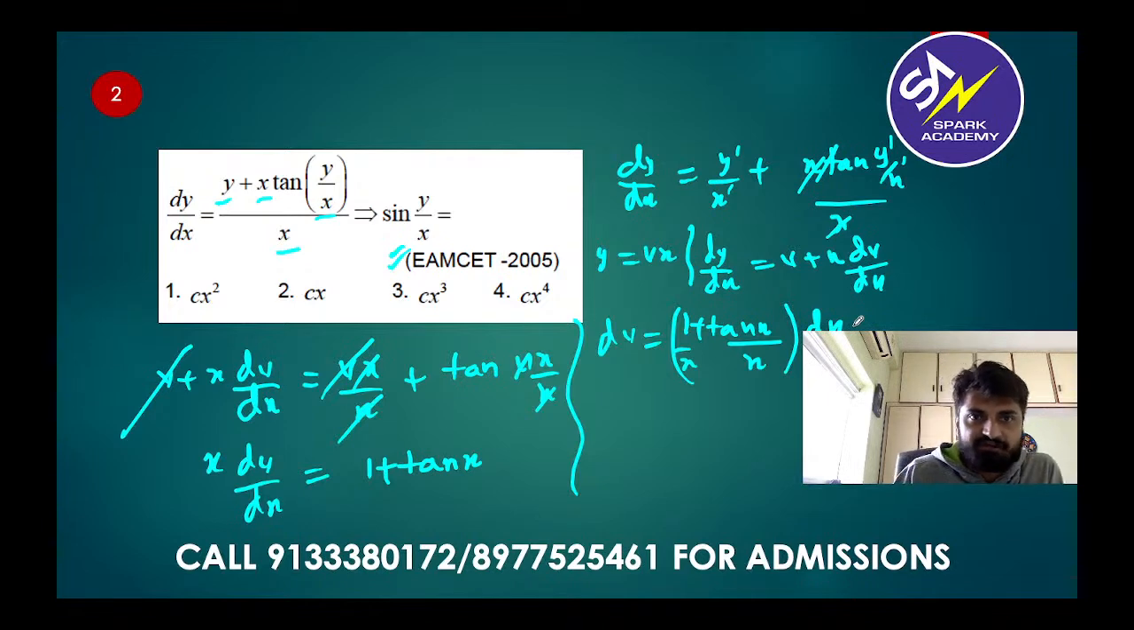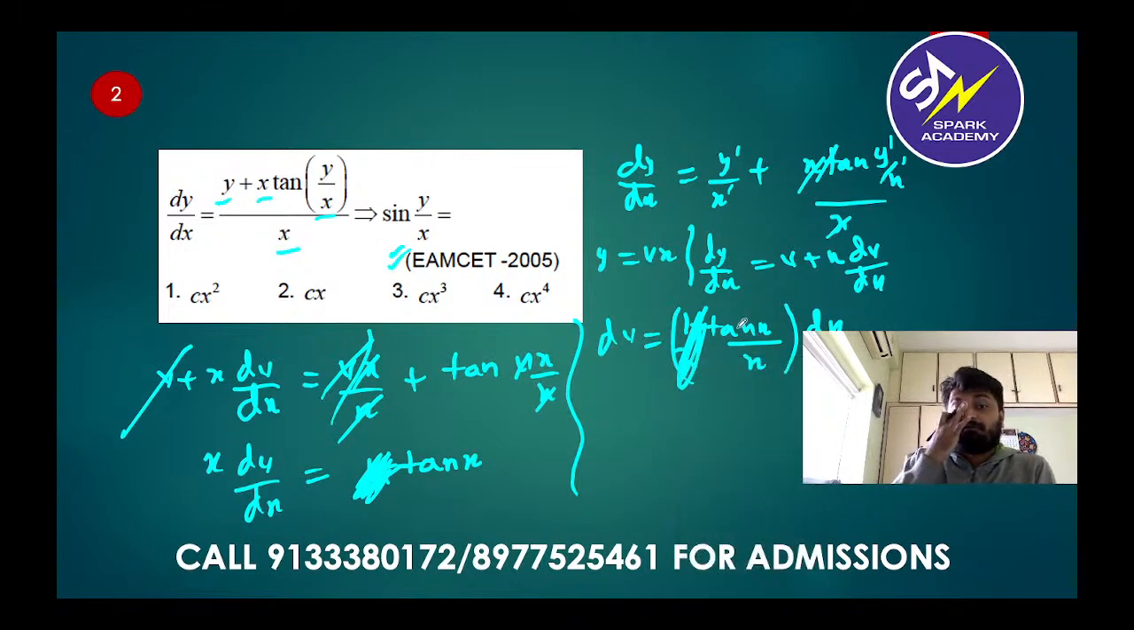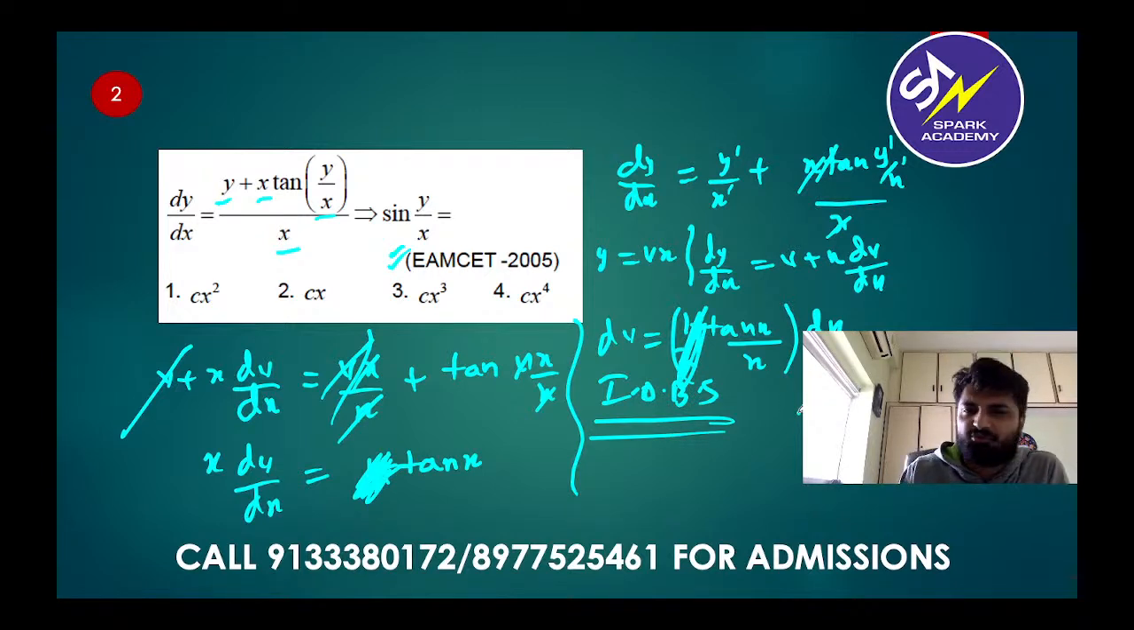Here x and x got cancelled, so we got tan of y by x. So here also v got cancelled. Actually, this completely got cancelled, no? So this should be 0 actually. Right? So this is what we can do. Now if you integrate on both sides, you will be getting the answer, right? And then you need to substitute back that v, so you know all that.